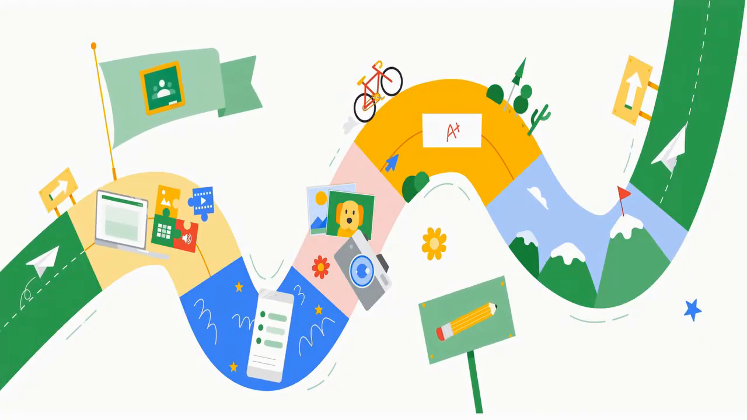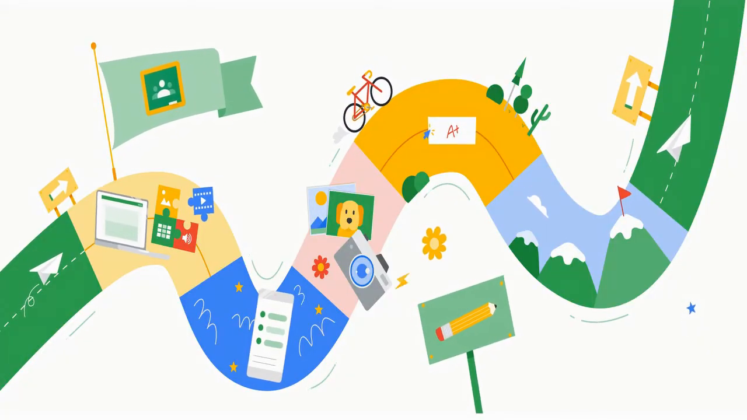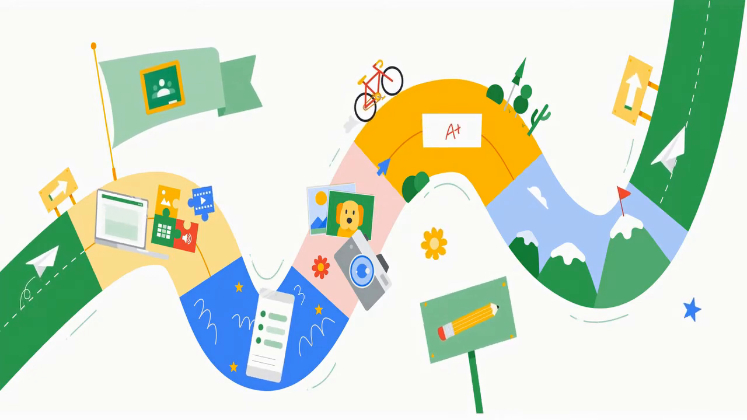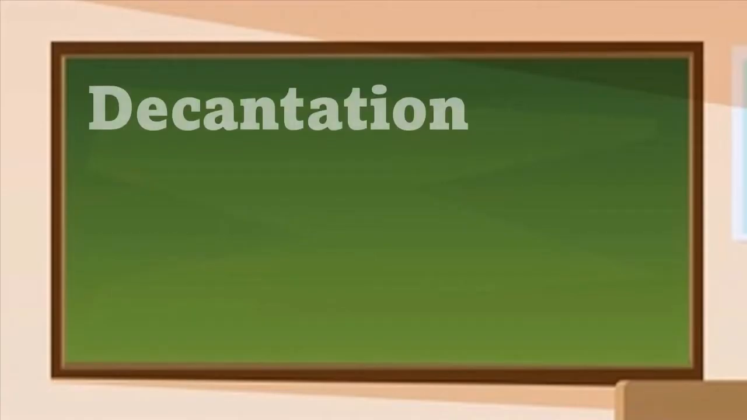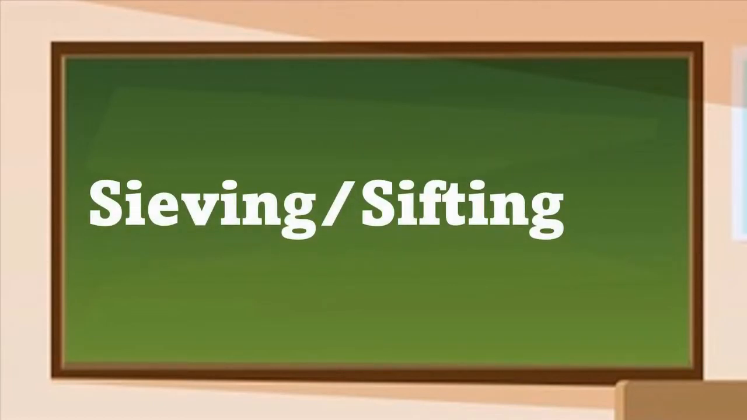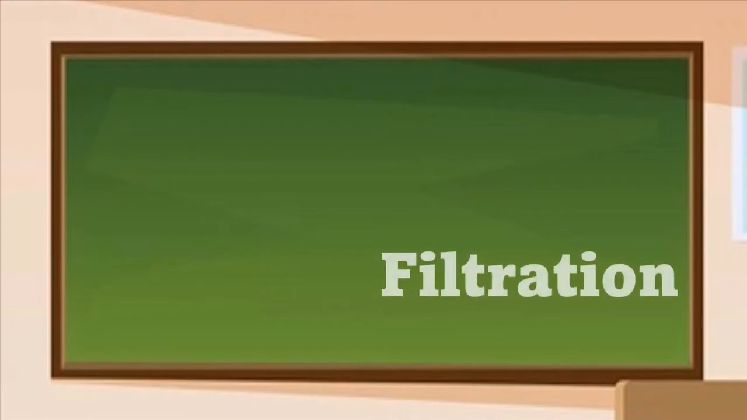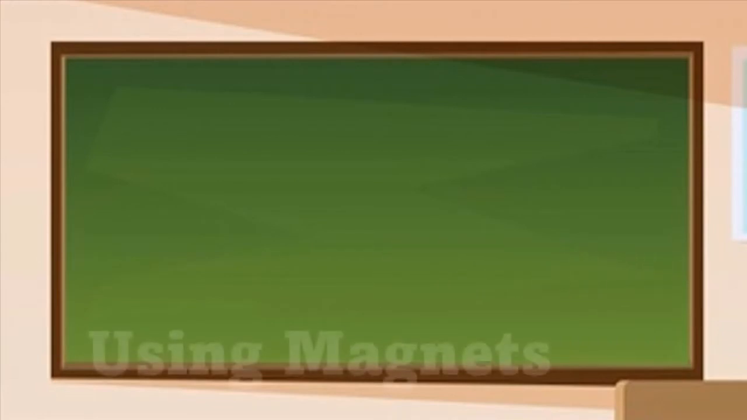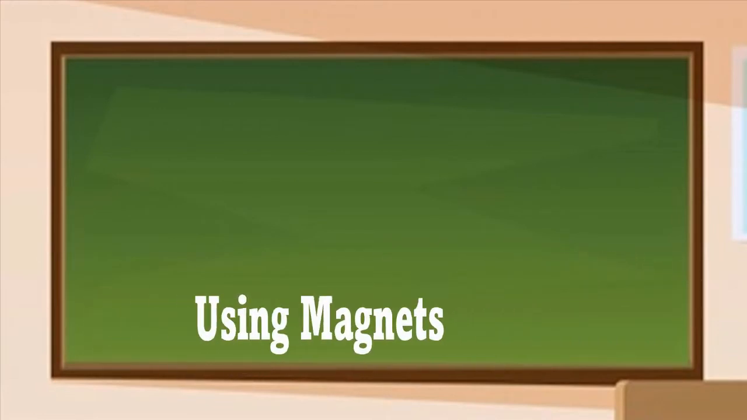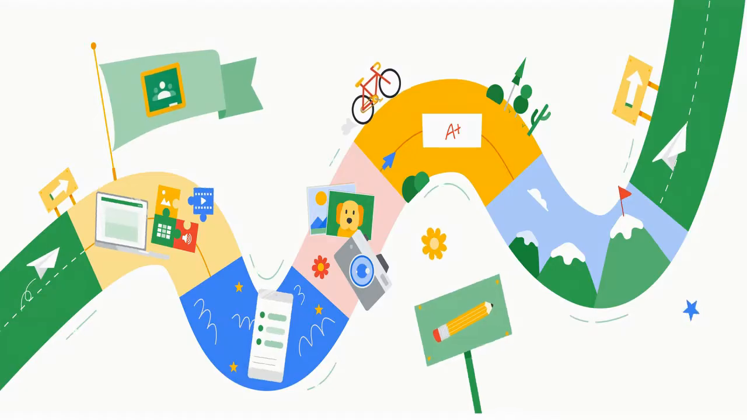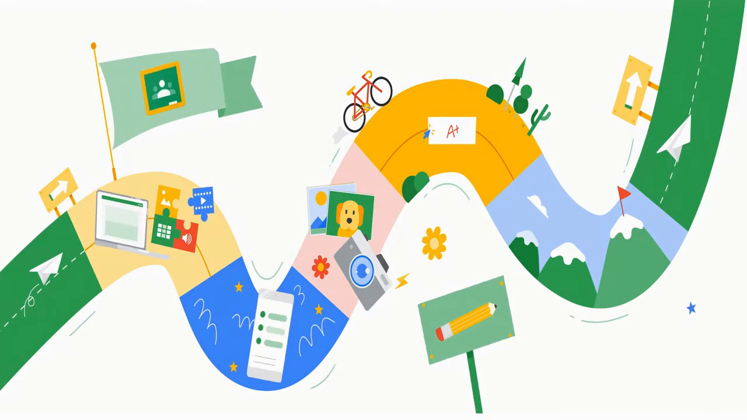Now, let's recap the different ways of separating components of a mixture. First, we have decantation. Second is evaporation. Third, we have sieving or sifting. Fourth is filtration. And lastly, using magnets. Now let us check how far you have learned in our lesson by answering the following questions.